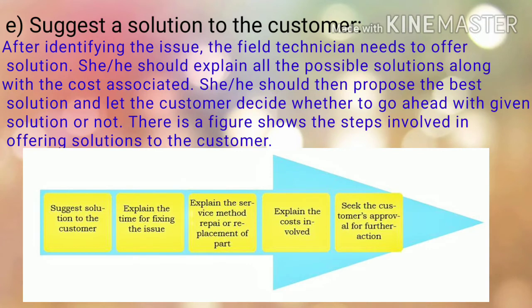The final step for a technician is to suggest a solution to the customer. After identifying the issue, the field technician needs to offer solutions. She or he should explain all the possible solutions along with the cost associated. She or he should then propose the best solution and let the customer decide whether to go ahead with the given solution or not. There is a figure that shows the steps involved in offering a solution to the customer.